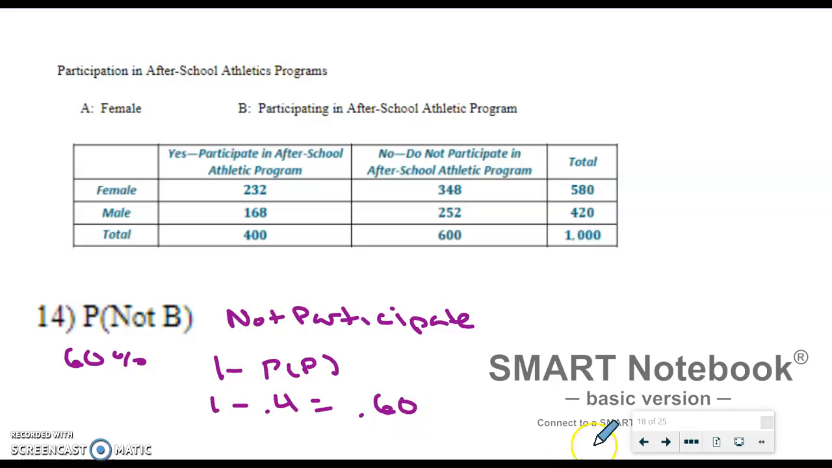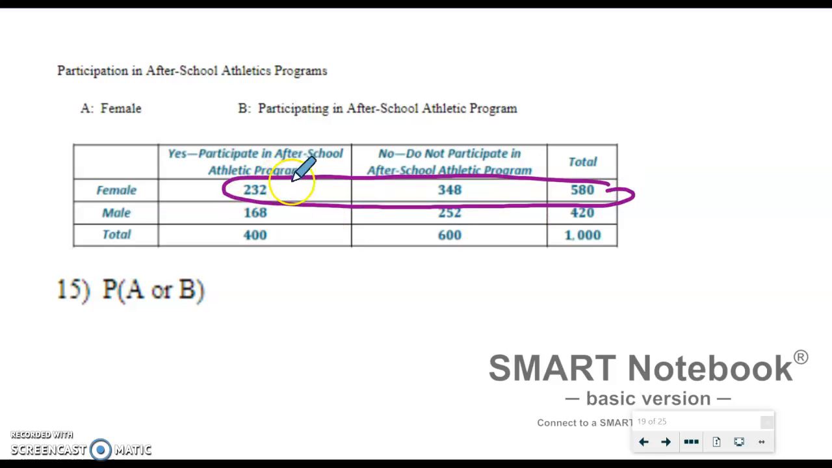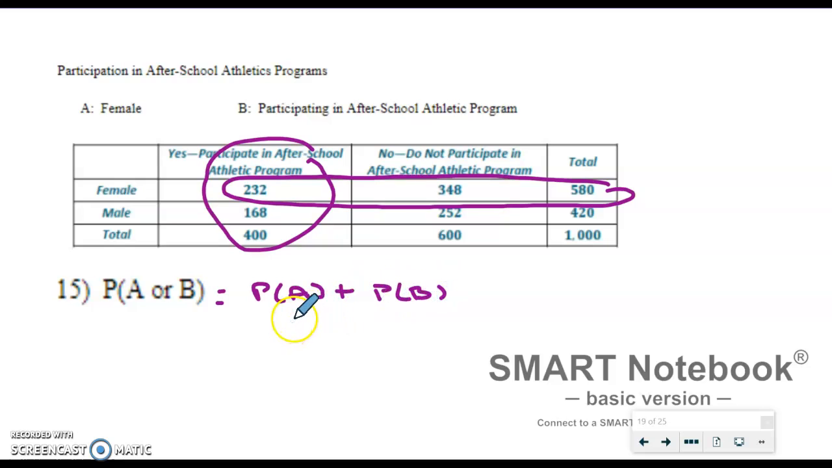All right, so let's look at this next scenario. In this case, we're trying to find out what is the probability that they are female or they participate. Okay, so we're looking at all the females, and then we are looking at all of the people who participate. So the probability of A plus the probability of B. We found the probability that A was occurring was 58%, plus B, which we said was 40%.